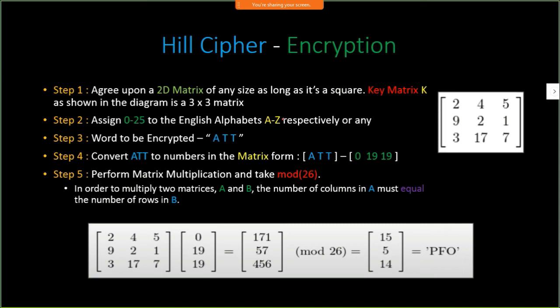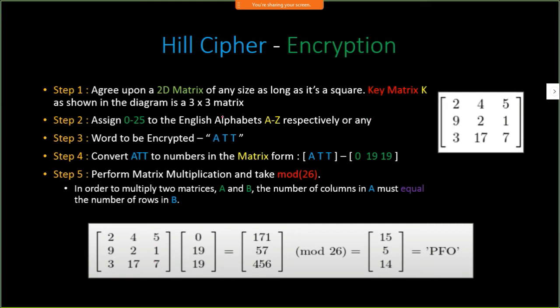In order to multiply matrices A and B, the number of columns of A must be equal to the number of rows of B. That is the mathematical rule for matrix multiplication. So there is a formula.